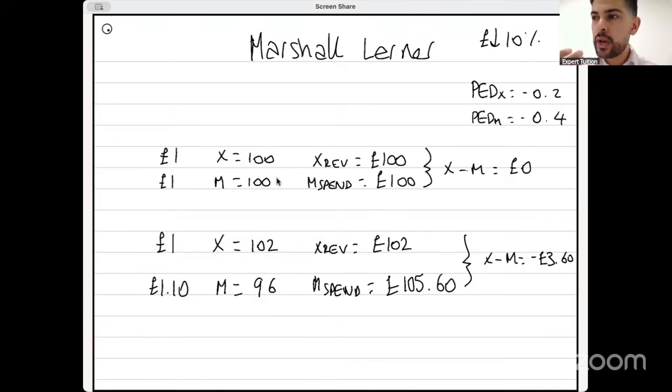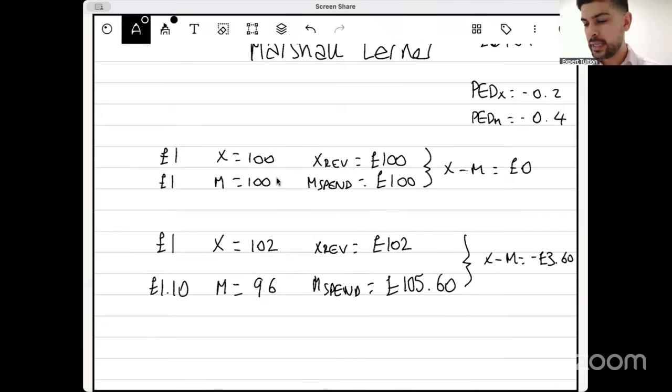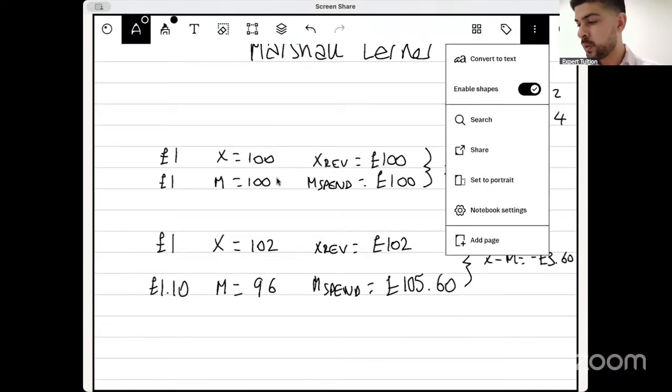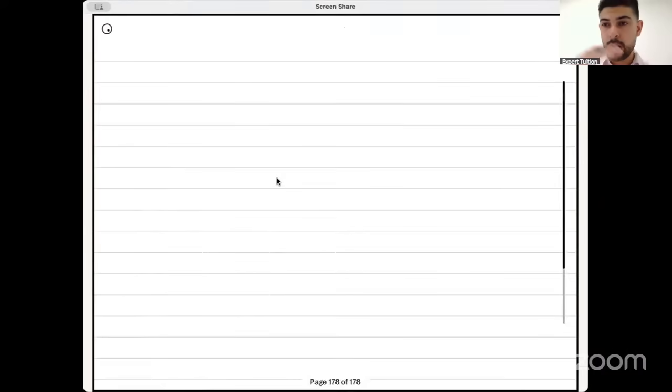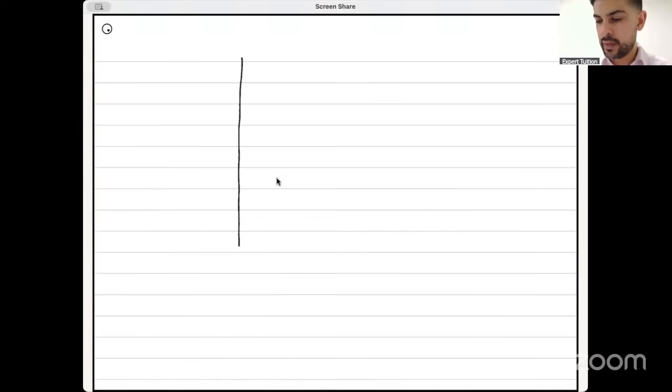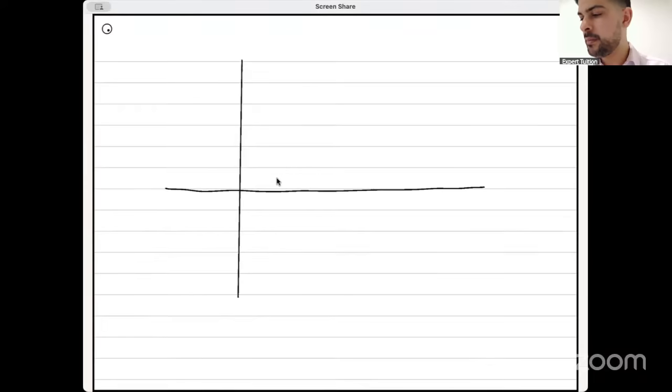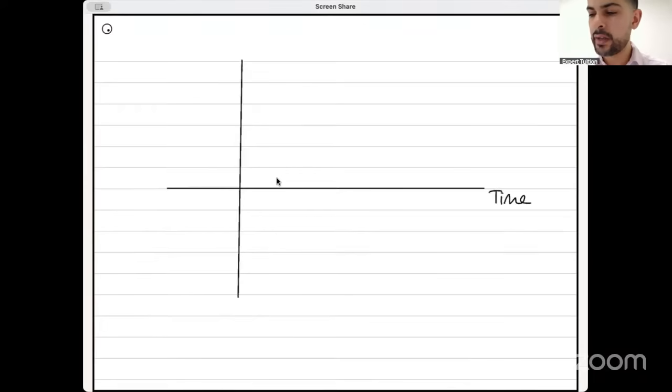Once we do Marshall-Lerner, what I now need you to understand is that you are always going to draw something called the J-curve. It comes as a pair. Yeah, I want them together. It will get you all the 4 marks. And the J-curve looks like this. So the axes are going to have the following. We're going to have time, and then the current account on the y-axis. And this is positive, this is negative, yeah?